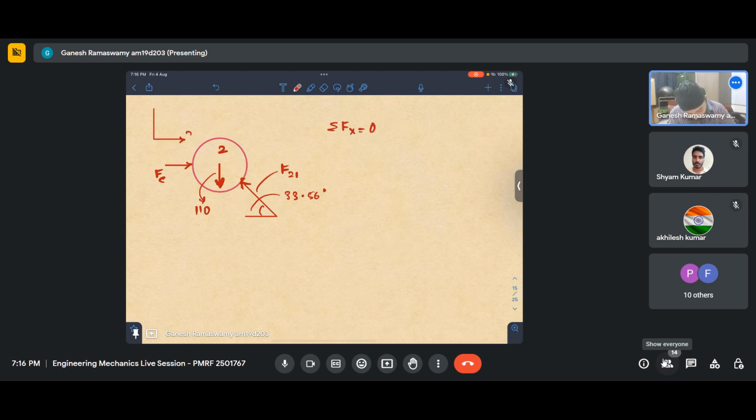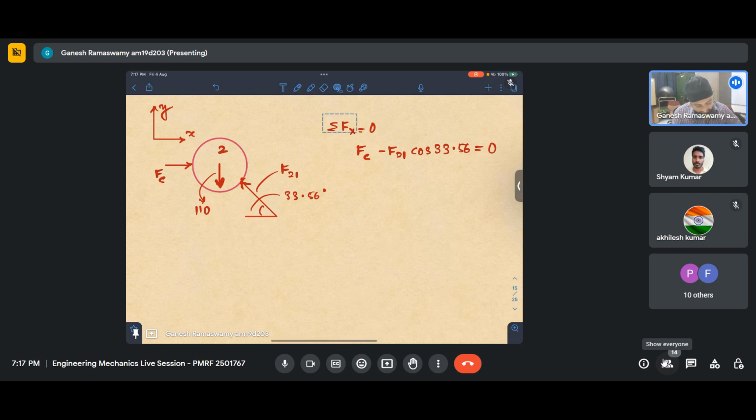This is x. This is y. What does this give us? It will give us Fc. Does the weight have a component in the x direction? No, because it's vertical. It will be minus F21 cos 33.56 equaling 0. Why 0? Because we are dealing with statics.